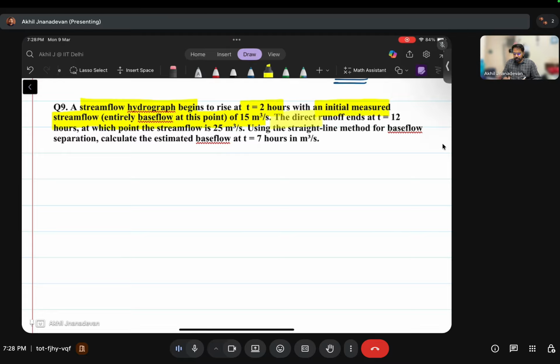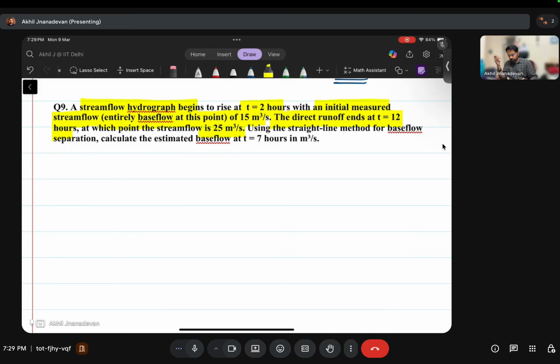The direct runoff ends at t equal to 12 hours. That is the point at which all the water from the farthest point has reached the outlet. Now no more direct runoff is there. Now the contribution is again only due to base flow. That happens at the time t equal to 12 hours, and at that particular point, the stream flow is 25 meter cube per second. Using the straight line method for base flow separation, calculate the estimate of base flow at t equal to 7 hours.